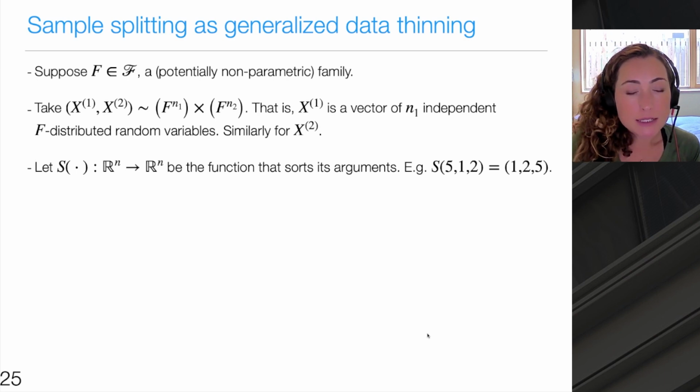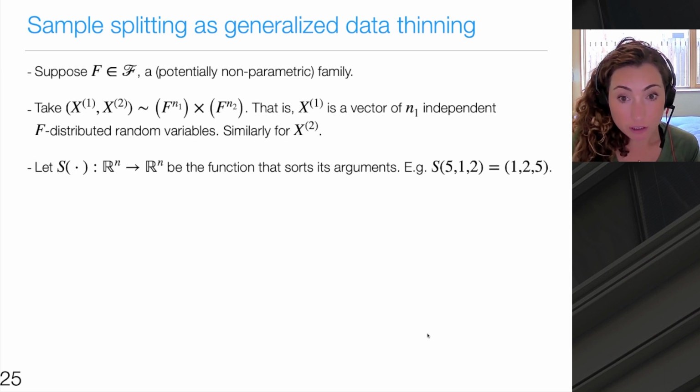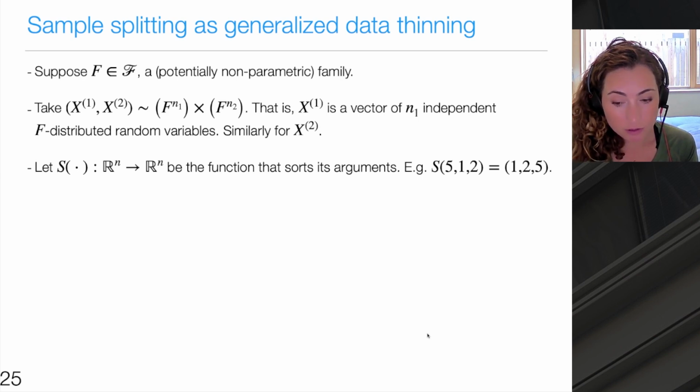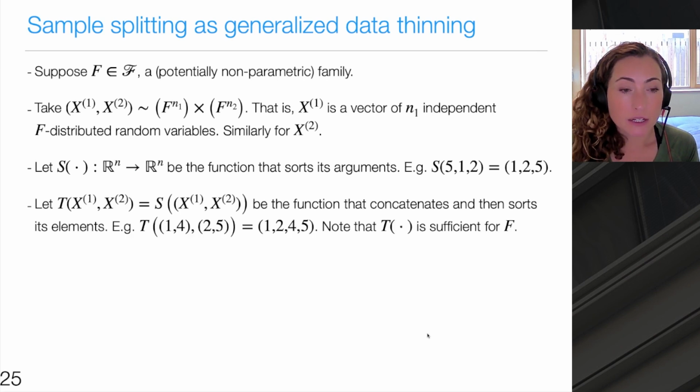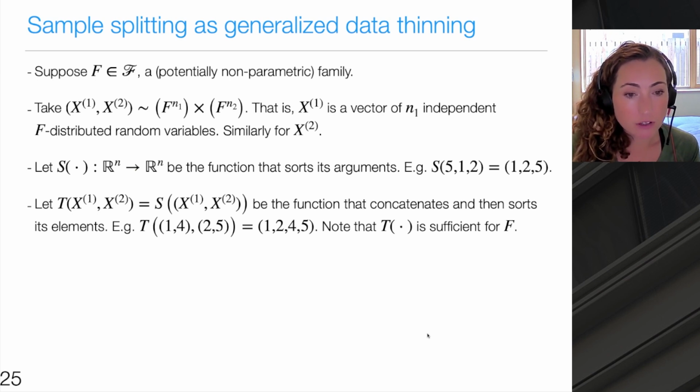Okay, and I'm going to take s to be a function that sorts its arguments. So for example, if you give me 5, 1, 2, I'm going to give you back 1, 2, 5. And now t is the function that concatenates and then sorts its elements. So if you give me the vector 1, 4 and the vector 2, 5, then when I apply t to it, I'm going to give you back 1, 2, 4, 5.